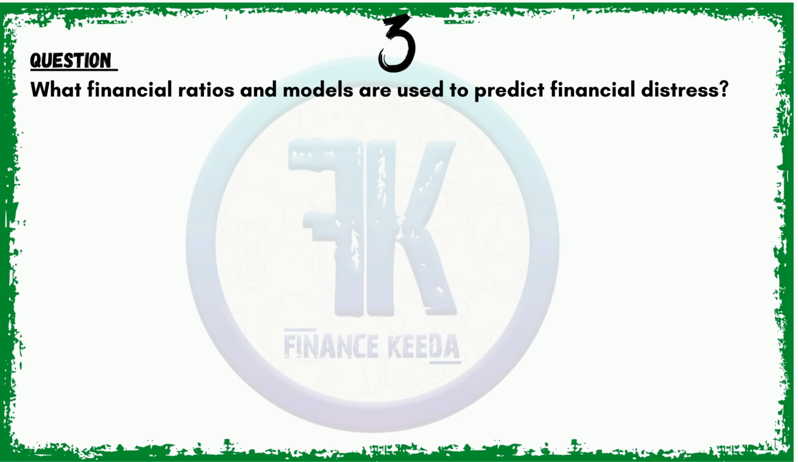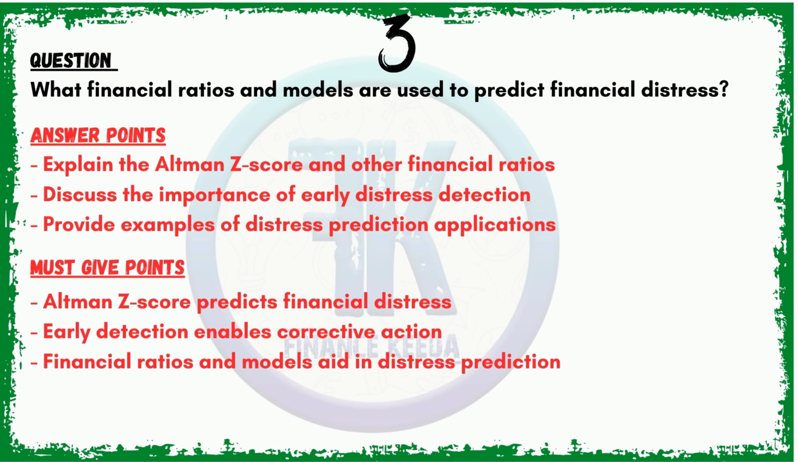For this question, while answering, you should explain the Altman Z-score and other financial ratios, discuss the importance of early distress detection, provide examples of distress prediction applications. Must give points: Altman Z-score predicts financial distress. Early detection enables corrective action. Financial ratios and models aid in distress prediction.